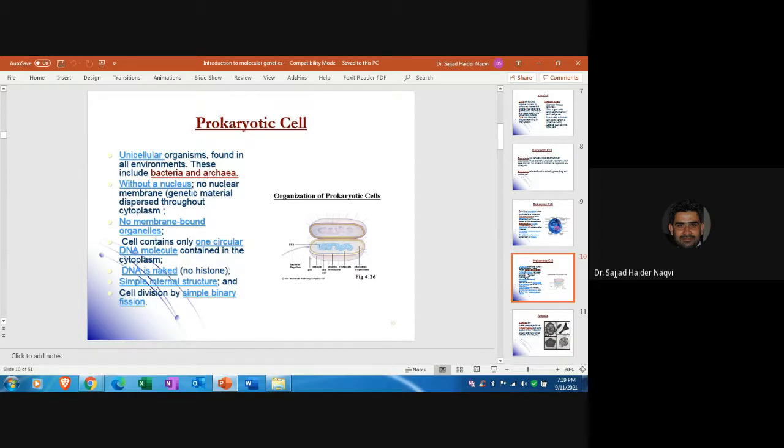They don't have membrane-bound organelles. Their DNA, instead of being linear like the eukaryotic DNA, is circular, and it's contained in the cytoplasm. Their DNA is not supported or bound by histones as in the case of eukaryotes, and that's why we say their DNA is naked. Their structure is simple, and when it comes to division, they undergo division by the simple binary fission method.